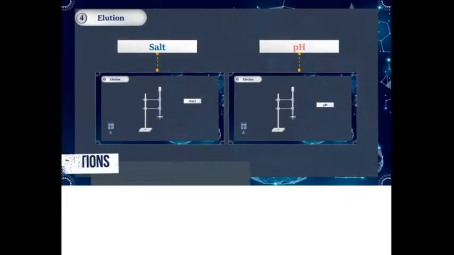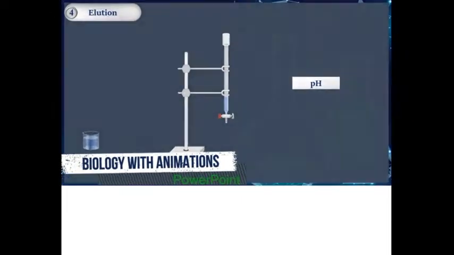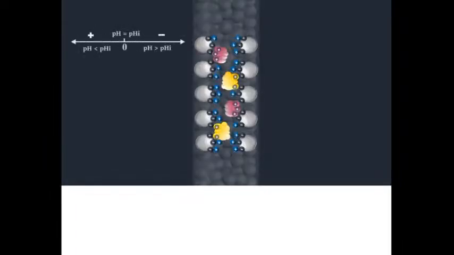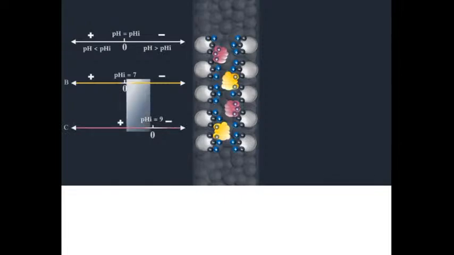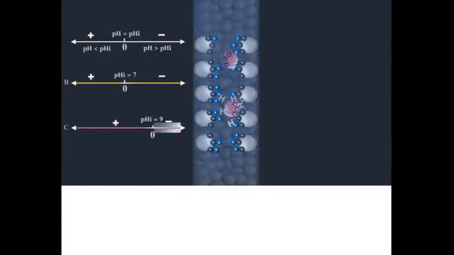Also, varying the pH of the buffer can be used to effect a separation and to elute the retained proteins. As we saw, the pHi of protein B is equal to 7, and the pHi of protein C is equal to 9. So if we add a buffer with pH above the isoelectric point of protein B, and below the isoelectric point of protein C, protein B will become negatively charged and can then be eluted. Protein C is still charged positively, consequently, still retained. Next, protein C can be eluted if we apply a buffer with pH above its isoelectric point. So, it becomes negatively charged, and it will pass through the column.